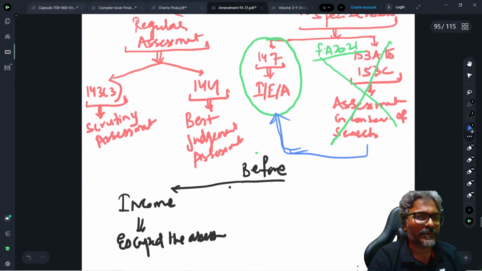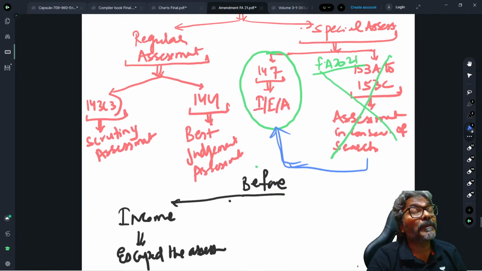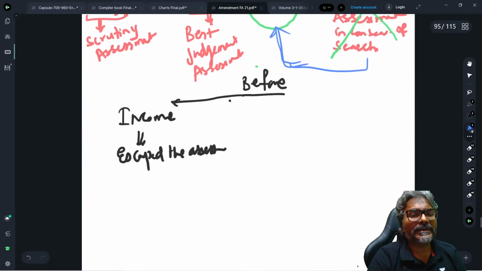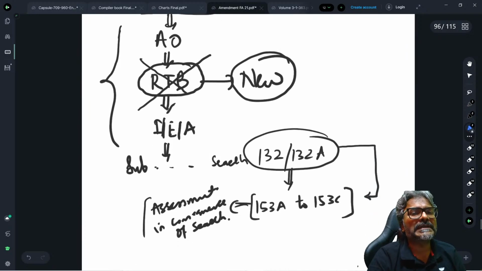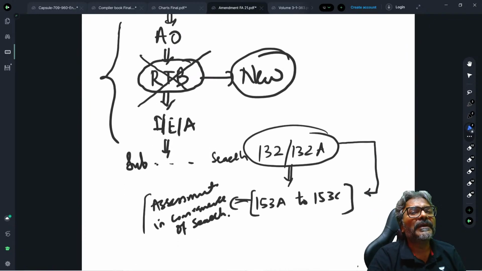Is that clear to all of you, students? Now even the normal reassessment, which earlier also was done under 147, will now also be done under 147. But more importantly, the assessment in consequence of search, which was earlier done only under a separate code of 153A to 153C, will now be executed under section 147 itself. So 147 is the Uniform Civil Code for reassessment, or income escaping assessment, under the Income Tax Act.